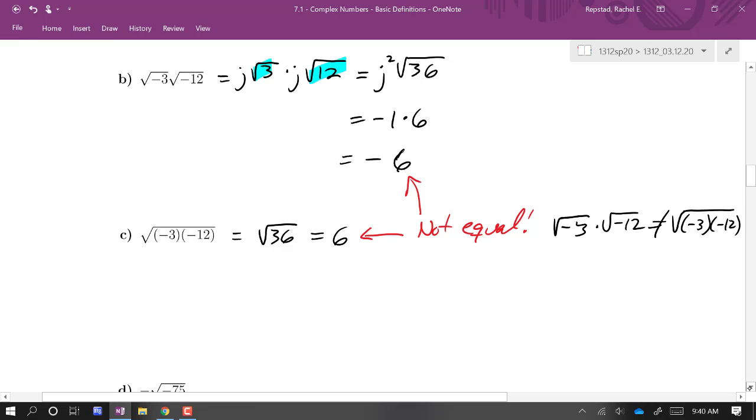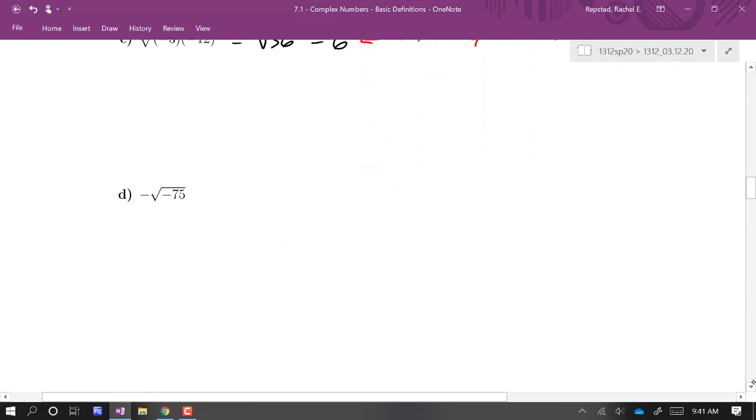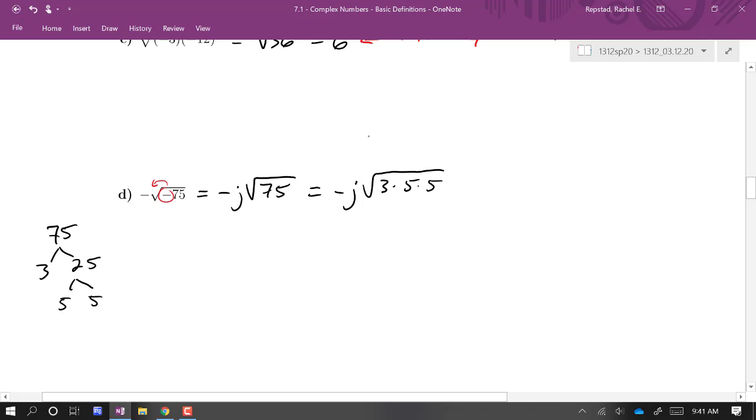Okay, let's do another. Negative square root of -75. The first thing we do, pull out the j. So we have negative j root 75. And now we'll just simplify that radical the way we've been doing. We could factor 75 is 3 times 25, which is 5 times 5. So we have negative j, 3 times 5 times 5, and we got a pair of 5s we can pull out. So we have minus 5j root 3.